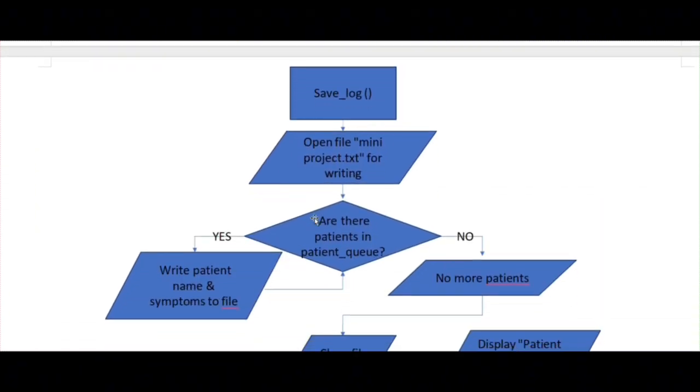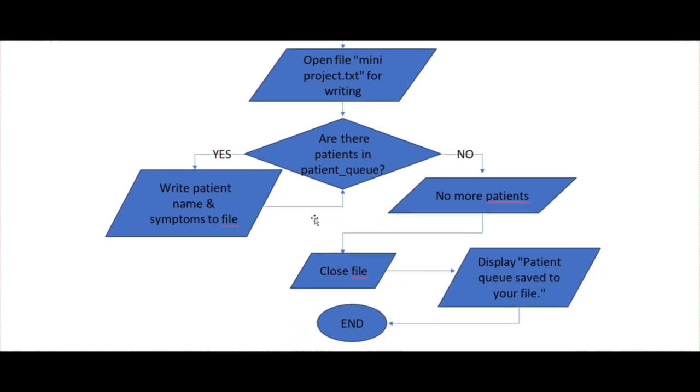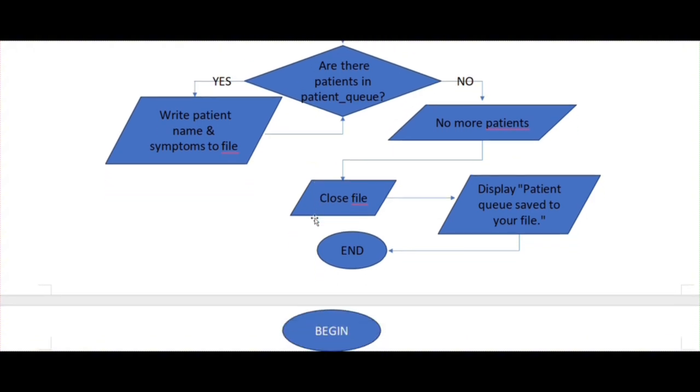The last function is save log. The save log function will open file mini project for writing, and it will have two options, which is yes or no. If the patient in patient queue is empty, it will write patient name and symptom to the file. If not, it will be no more patient and close the file. It will also display patient queue saved to your file.